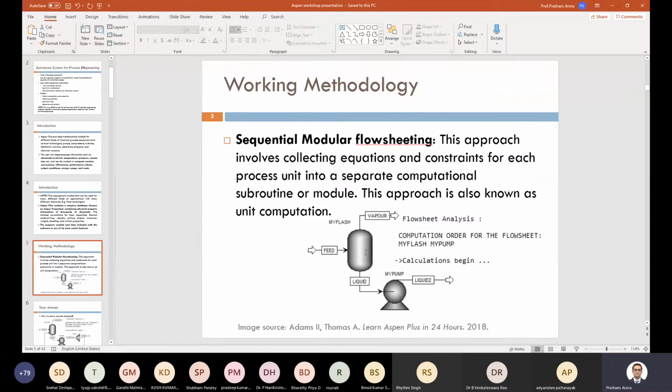You have a feed going in, it gets separated into vapor and liquid, and the liquid then gets pumped at a higher pressure. So the normal way this would be solved is it will take in the feed, calculate how much of it is going to convert into vapor, how much gets converted into liquid based upon the different factors, mainly being temperature, pressure, and the equation of state. And finally, it will take in the energy, what would be the electricity consumption for compressing this liquid at the required pressure.